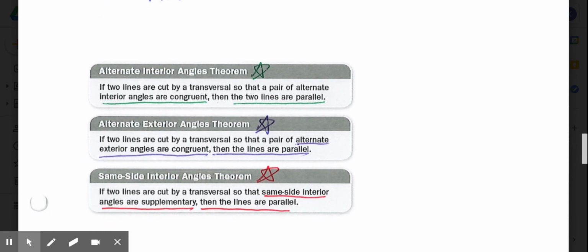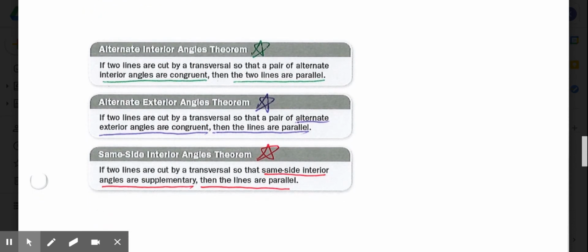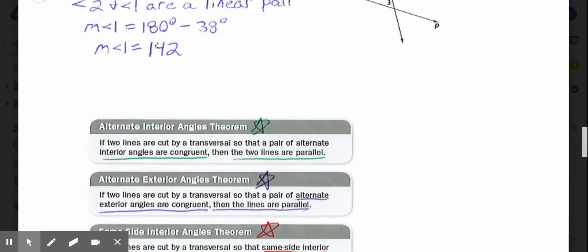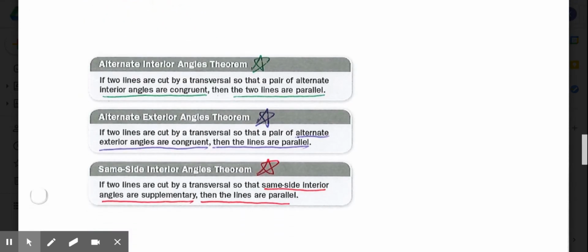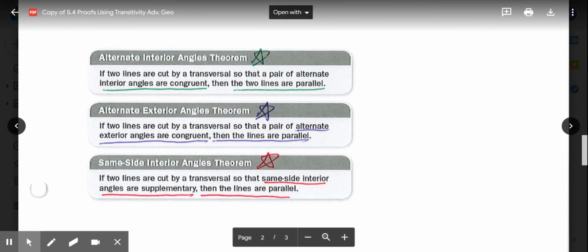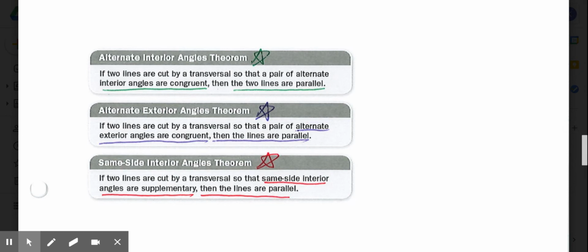And then we have our 3 theorems split up. So we already had the parallel line theorem, which states if we have parallel lines, or if 2 parallels are cut by a transversal, these 3 things are true. Now you'll see in these, if 2 lines are cut by a transversal so that the alternate interior angles are congruent, then the lines are parallel. So these 3 theorems are the inverses of the parallel lines theorem.